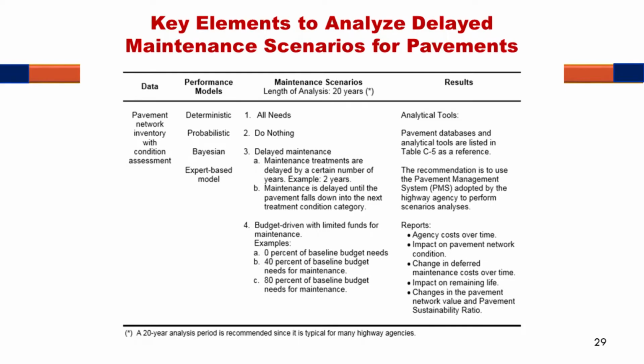Performance models, there are several ones: deterministic, probabilistic, Bayesian, expert-based. Everybody has a preference. And then the scenarios, those are the basic ones that you could run. And then the results with analytical tools. There are databases that we have summarized in the report. Typically, of course, you need a pavement management system to really run the analysis, whatever the brand. And then the type of reports. So for each asset, we have in the report these tables that you can use.